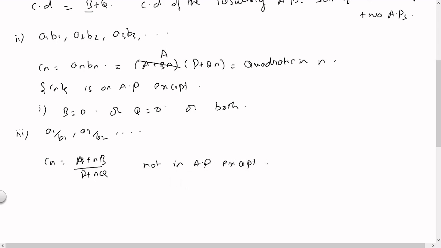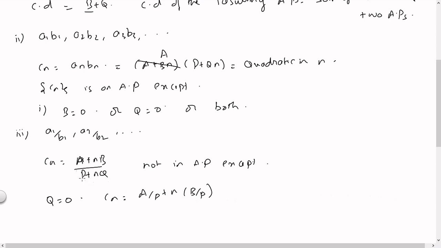Can you tell me what is the scenario under which Cn will be in AP? It's simple. If you get rid of the denominator, then in the numerator we have a linear expression. So for that to happen, we require q is equal to 0. If q is equal to 0, then what do we get? Cn is equal to a by p plus n into b by p. So again it will be a linear expression in n, and we can say that the terms will be in arithmetic progression.